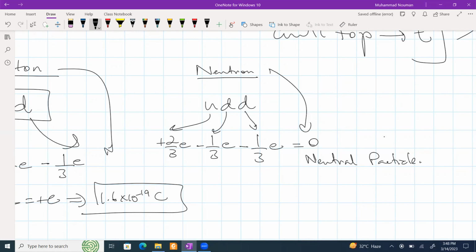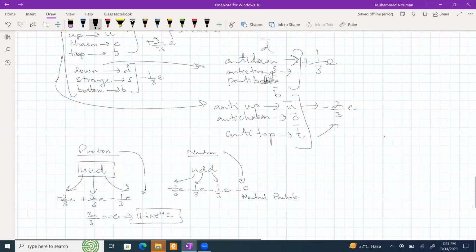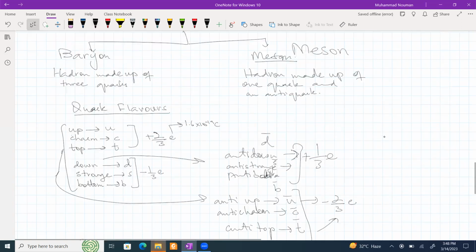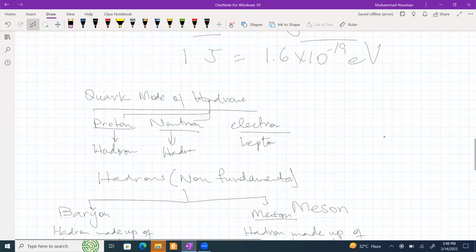This is how we solve these questions. I mean these things, right? So we must know about proton, we must know about neutron as baryons, and we must know these charges on each quark flavor that I told you. And we must know what is a baryon, what is a meson.